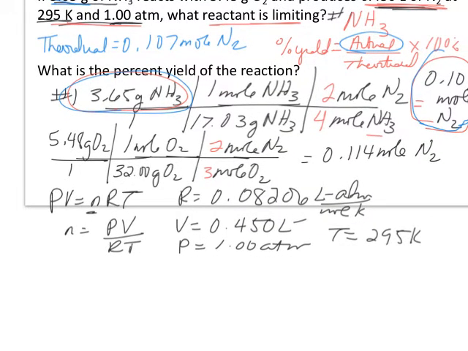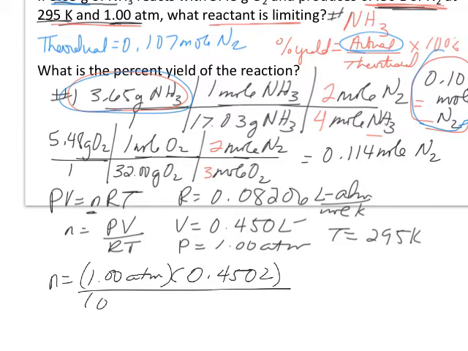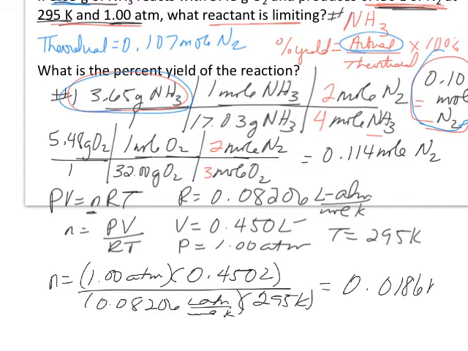So when we put this into our equation, n equals 1 atmosphere times our volume, 0.450 liters, divided by 0.08206 times our temperature, 295 Kelvin. When you solve that with your calculator, you should get 0.0186 mole of nitrogen. This is your actual.